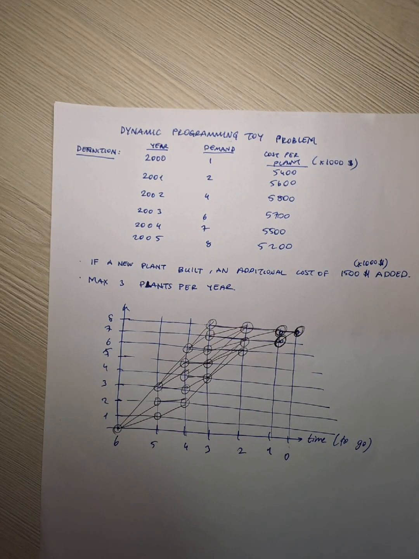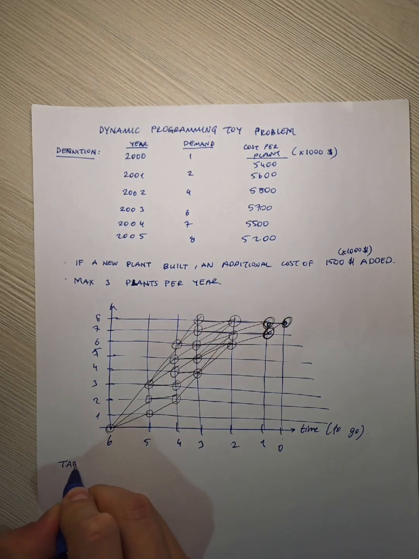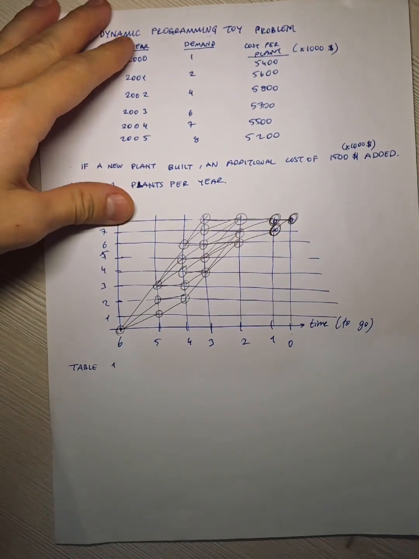Okay, so in dynamic programming, we use dynamic programming tables. So at each time step, we will create a cost table and we will choose the minimum of it. So if we sum all the minimums, it will lead us to the global minimum cost for this problem. So let's say table 1.